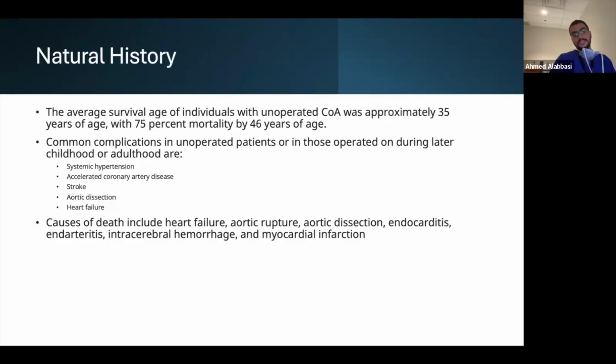The natural history is that the average age of survival with unoperated coarct was approximately 35 years, and it approaches a staggering 75% mortality by the age of 46. Usually in unoperated patients, or in those that are operated on later in life, you can get systemic hypertension, accelerated coronary artery disease, and stroke. Obviously, due to this elevated blood pressure and aortic changes, there is a propensity for aortic dissection, and due to the high LV afterload, you can get heart failure.